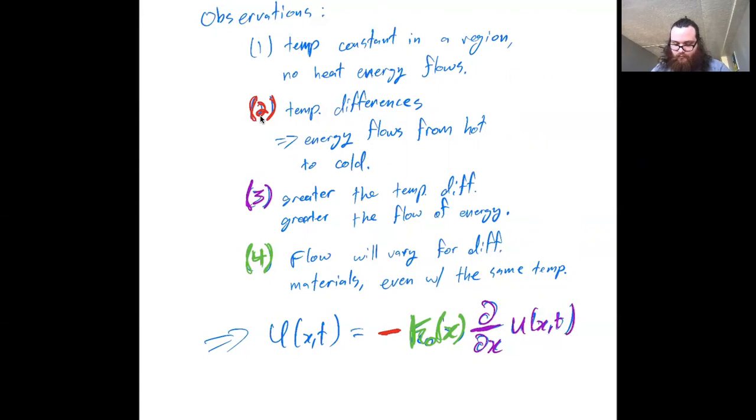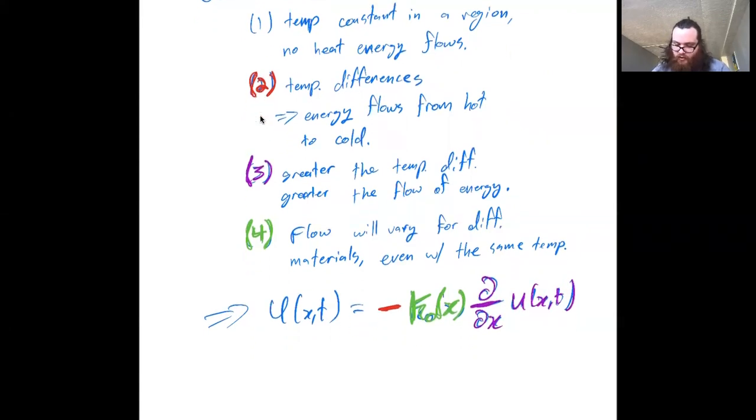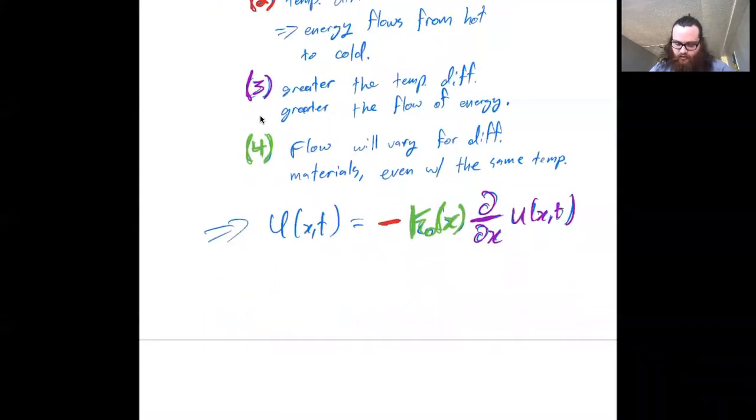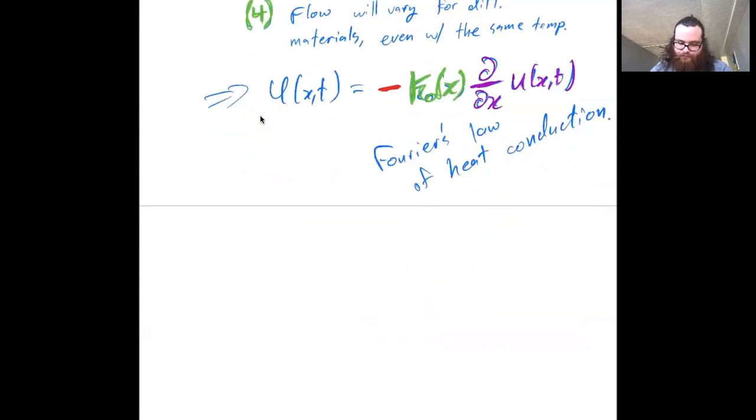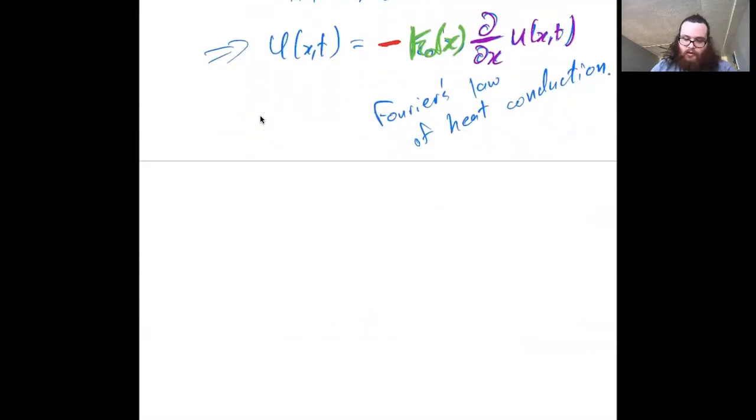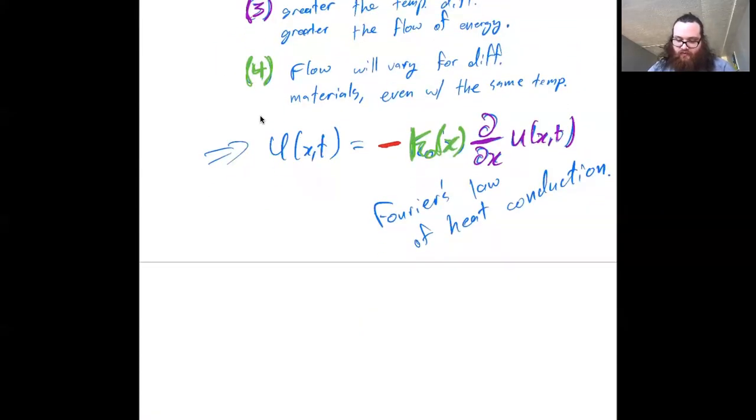u of x,t. And this is usually called Fourier's law, the law of heat conduction. Cool. So what we've gained here is we've related flux to properties of the material as well as properties of the temperature.